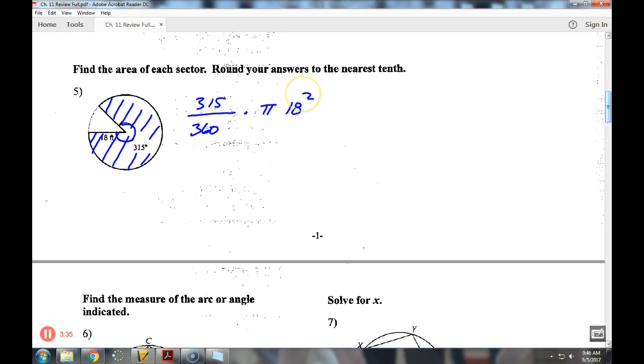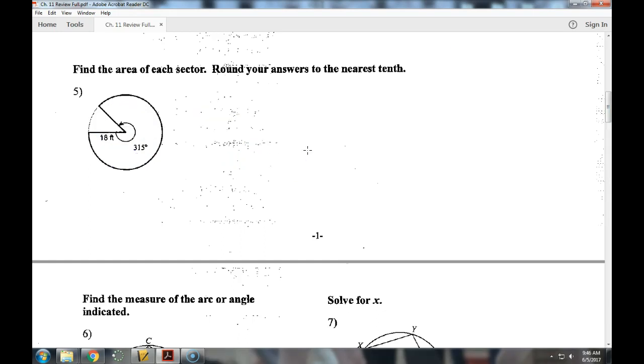So the biggest mistake is knowing when to use 2 pi r. Remember, circumference is 2 pi r, area is pi r squared. They kind of look alike, but they definitely get different answers. And for that one, I got an answer of 890.6. All right, page 1 done. Let's move on to page 2.